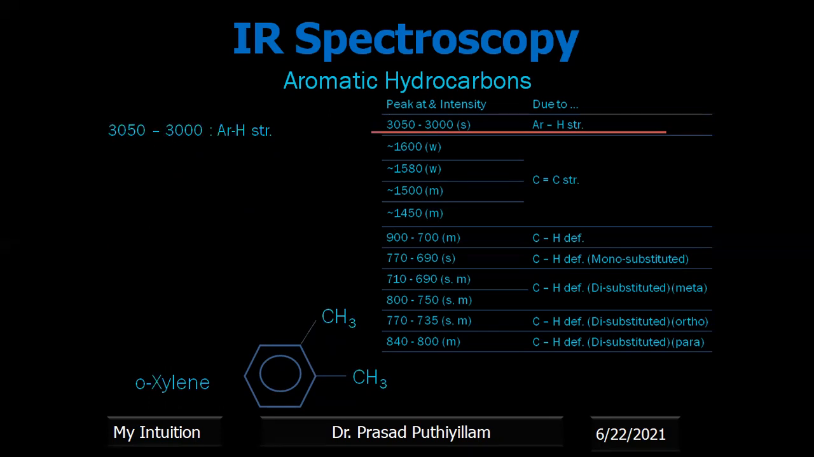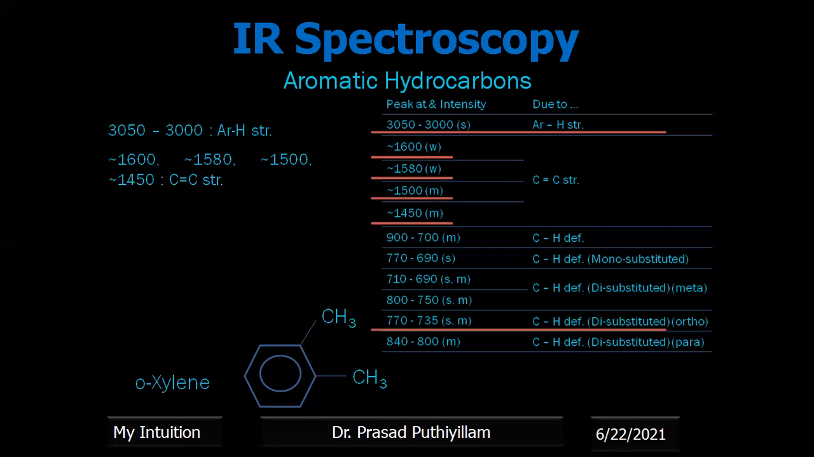Orthoxylene also, the expected peaks are around 3050 to 3000. Then what are the expected peaks? We have expected peaks at aromatic nature. Okay, so by default it comes. So these are also expected peaks for carbon-carbon stretching due to aromatic nature.